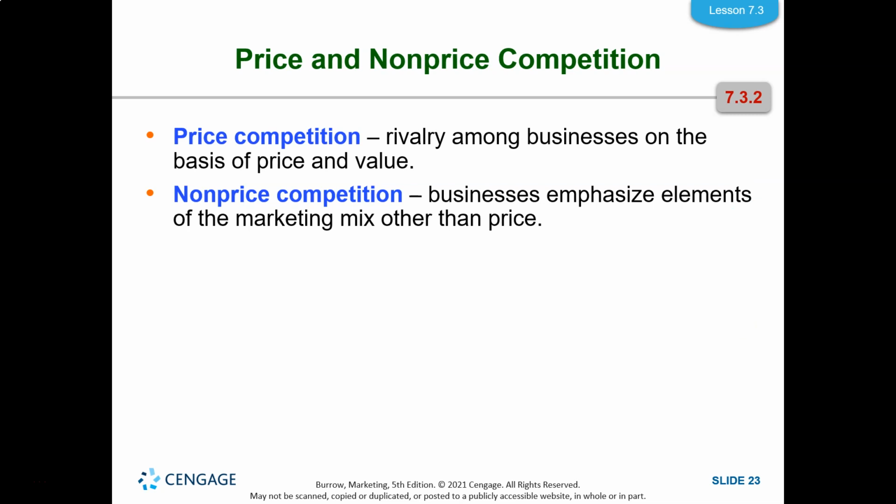Now, price and non-price competition. Definition of price competition: rivalry among businesses on the basis of price and value. You see this a lot with gas stations. So if you see a corner with 4 different gas stations on each corner, you're going to see, for the most part, that their prices are pretty similar because they want you to come to their brand.